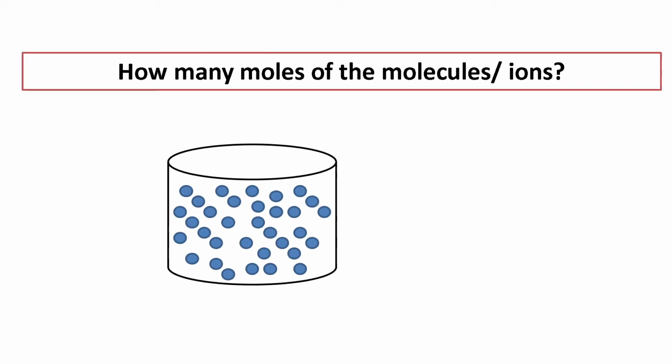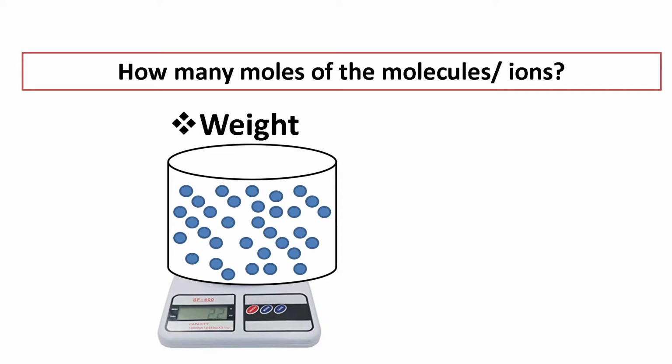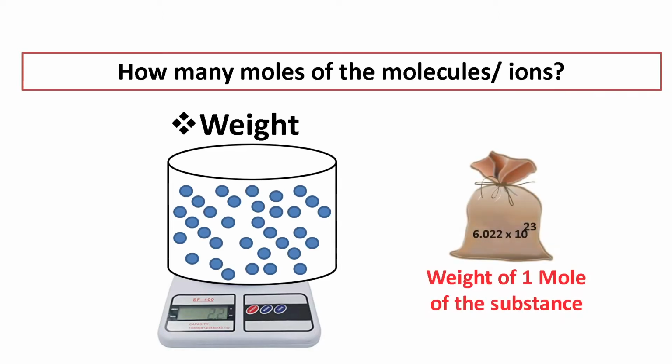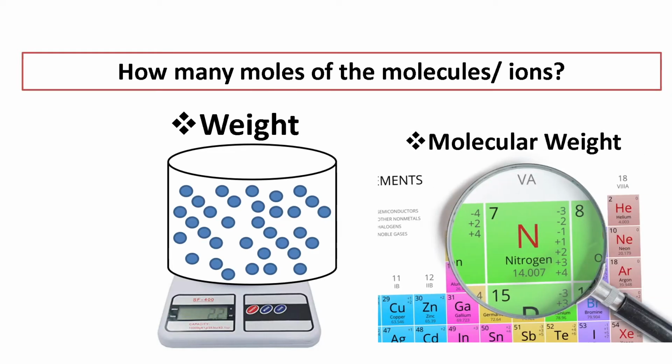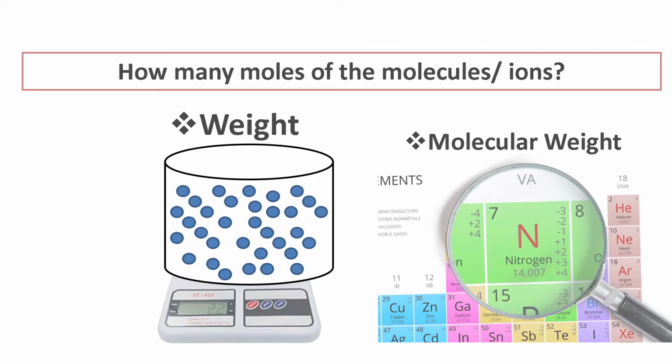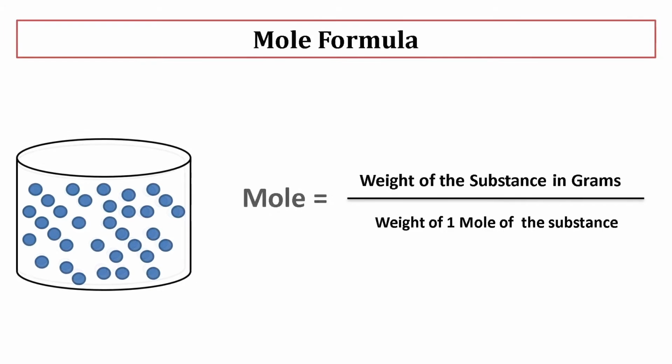So, how do we know how many moles are there in a given amount of a substance? The very first thing we need to know is the total weight of the given substance, and then we must know the weight of 1 mole of the substance. We already know now that the weight of 1 mole of the substance will be the atomic weight of the substance. This gives us an idea about how many moles are present in a given amount of a substance.